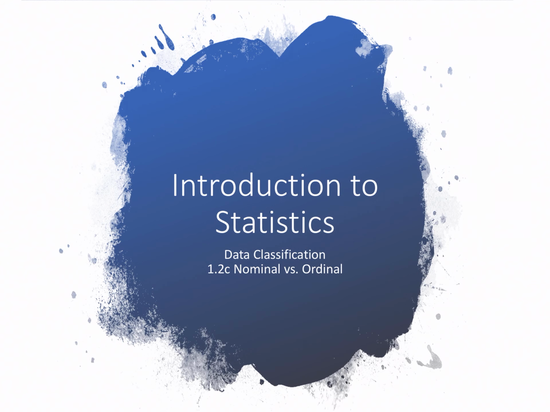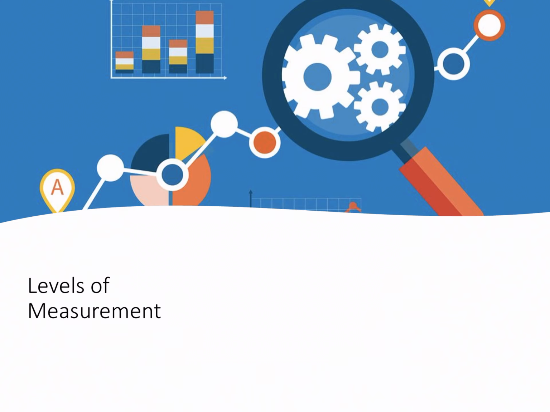Okay, so we have one more way that we are going to classify data, and it is based on what is called its level of measurement. And there are 4 different levels. There's nominal, ordinal, interval, and ratio. We're going to break this up a little bit.